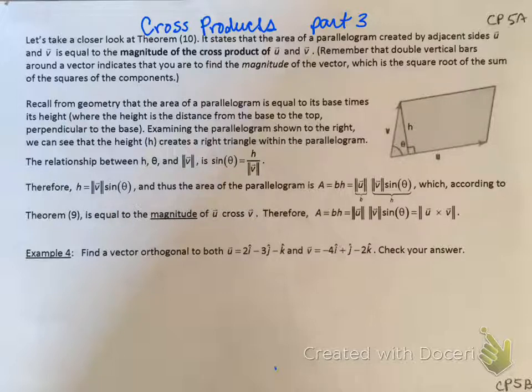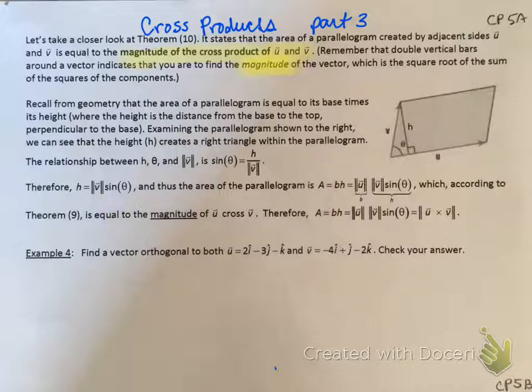So let's take a closer look at Theorem 10. It states that the area of a parallelogram created by adjacent sides, vector u and vector v, is equal to the magnitude of the cross product of vector u and vector v. Remember that the double vertical bars around a vector indicate that you are finding the magnitude, which is the square root of the sum of the squares of the components.